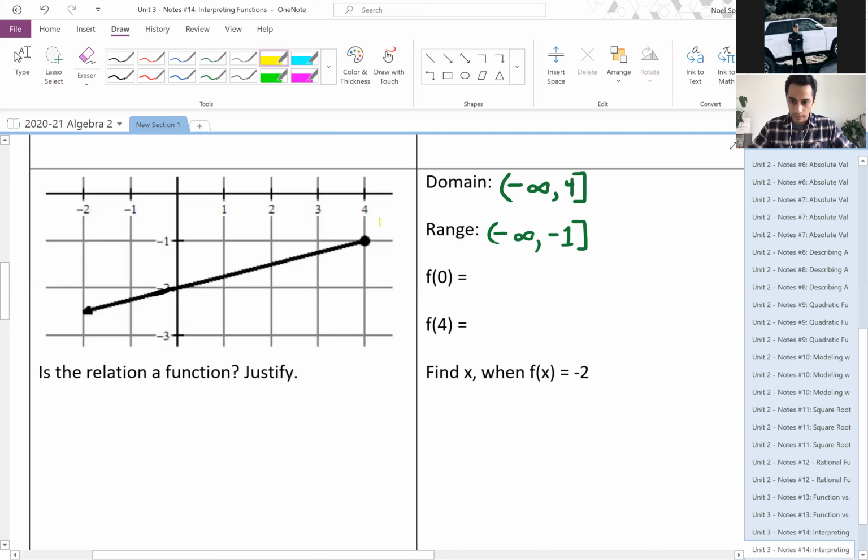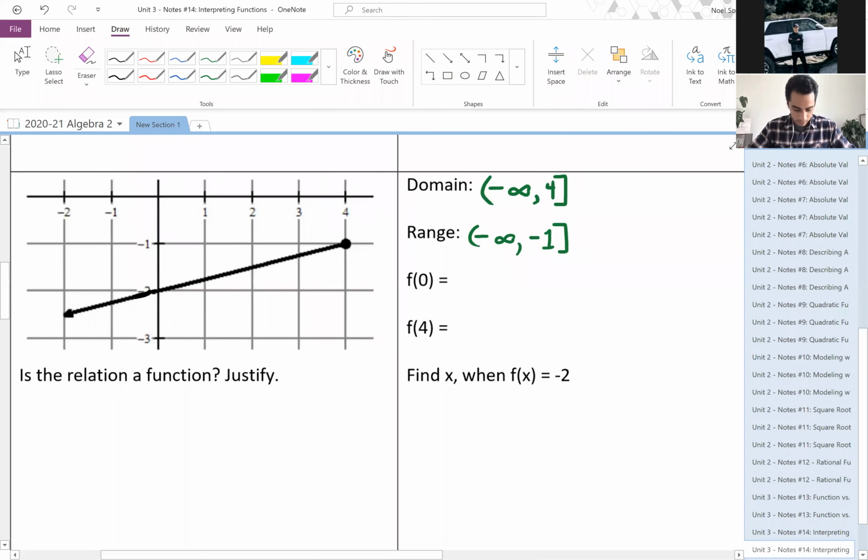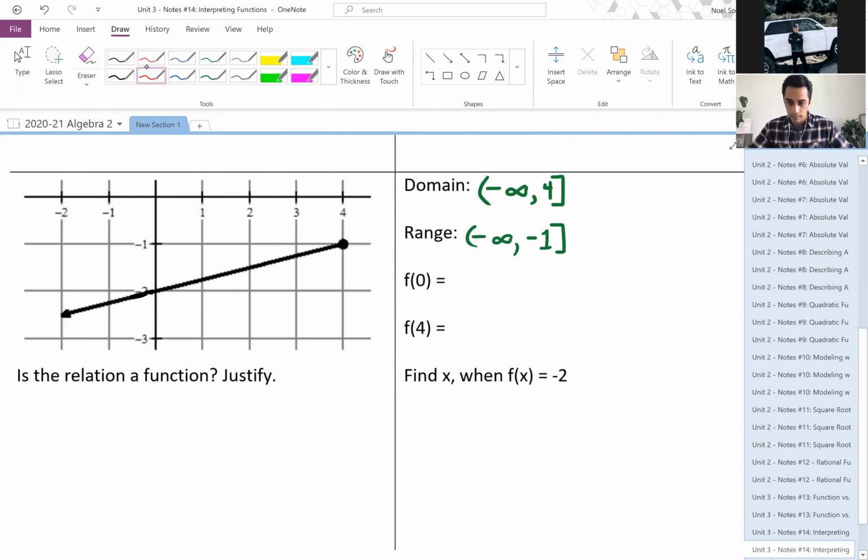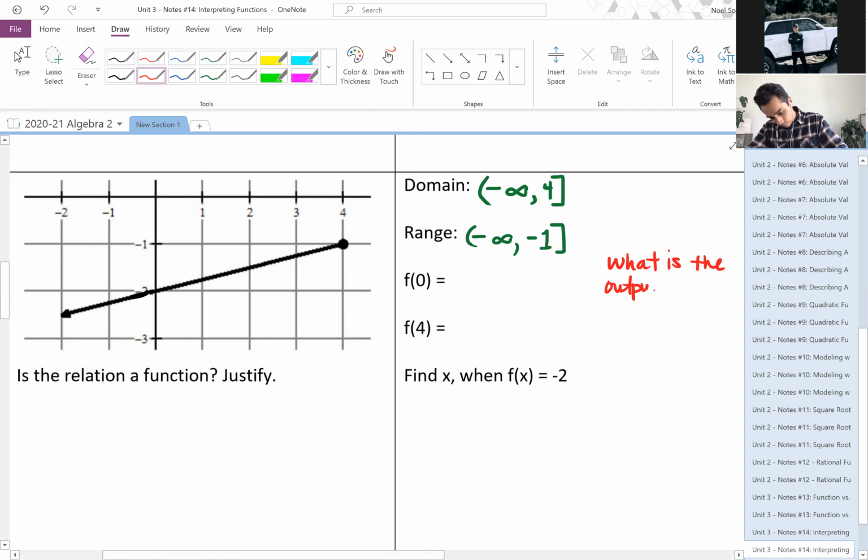Okay. All right. So now let's take a look at f of 0. f of 0, what does that mean? What's the translation for that? Yeah, so we're looking for the y, right? What is the output when x is 0, right? So we'll do this one just once. What is the output when x is 0? Okay, so remember this is like f of x. So that's how you know x is 0.